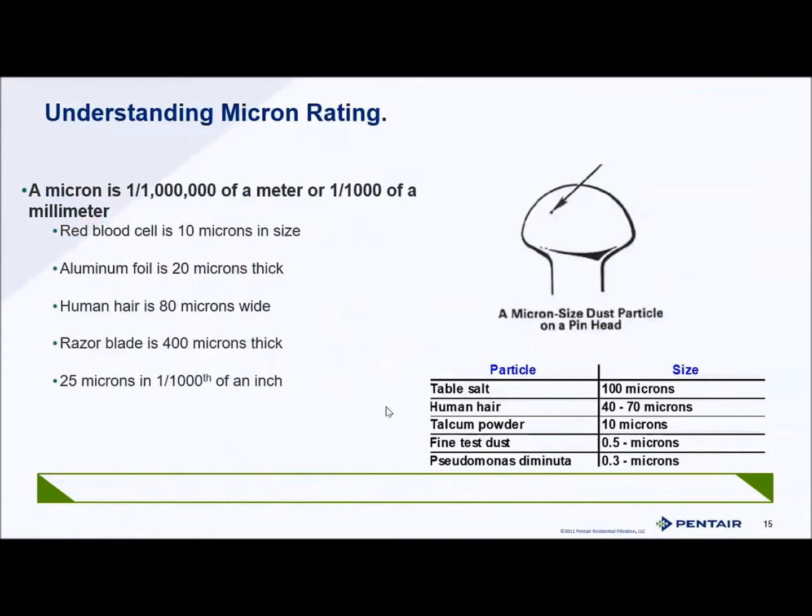Now, when it comes to understanding micron ratings, a micron is 1/1,000,000th of a meter. That's darn small. A human hair is up to 80 microns wide. A razor blade is up to 400 microns thick. 25 microns is 1,000th of an inch. Okay. Fine test dust is a half micron. Pseudomonas diminuta is 0.3 microns. So we really need to get down to this half micron to start dealing with biological things in the water.